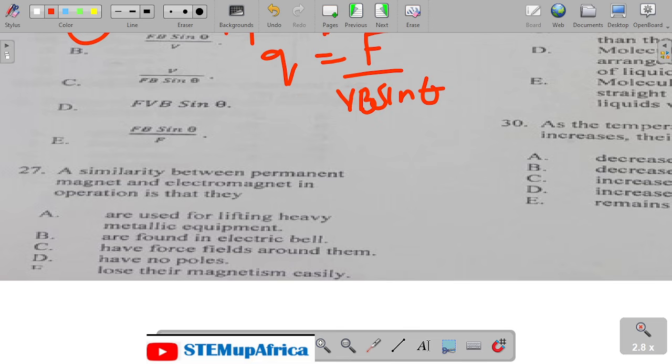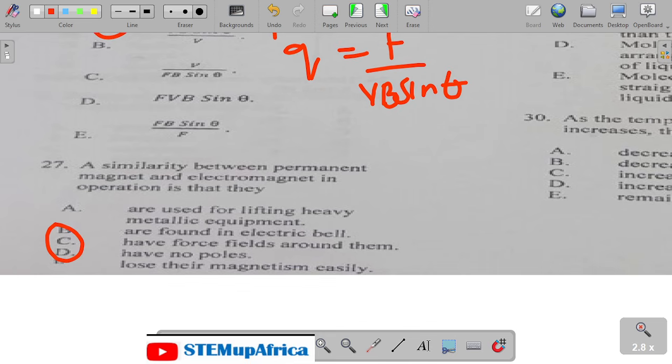It says a similarity between a permanent magnet and an electromagnet in operation is that they. See 27, like A, are used for lifting heavy objects. That is true for both. B, they are found in an electric bell. Okay, you can find electromagnets and permanent magnets. Then we have a force field around them. Yes, that is option C. 27 is C.